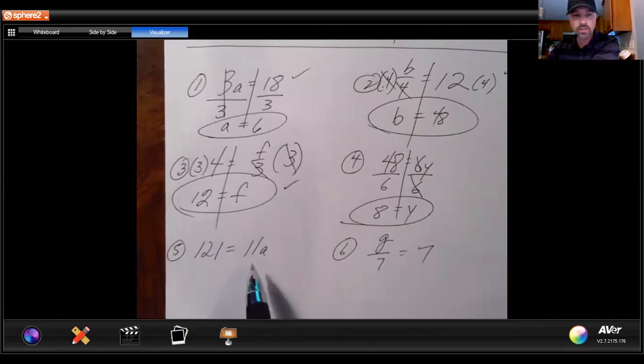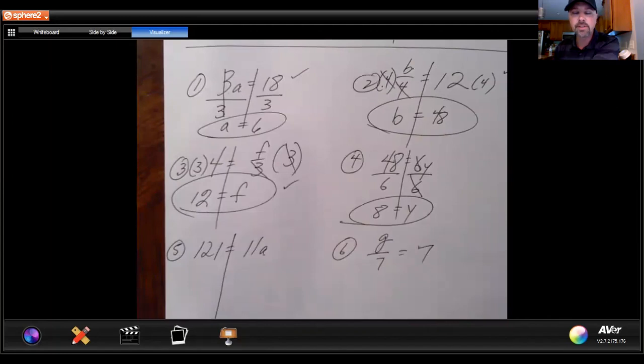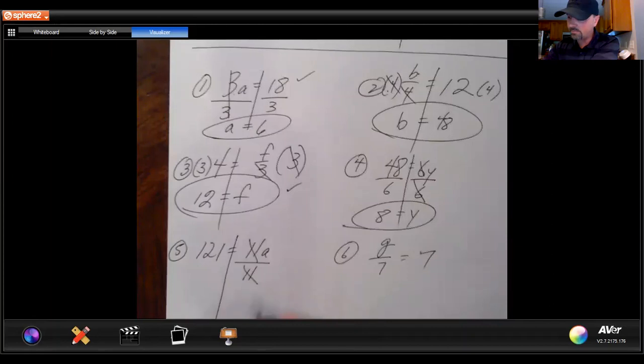Last two. 121 is equal to 11a. What kind of problem is this? It's a multiplication problem. That's what I see. So I'm going to solve it by dividing. 11 times a is the problem, so I'm going to divide by 11. Bring it down to a single a.